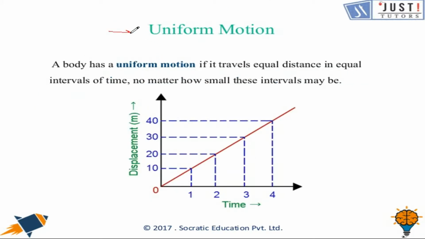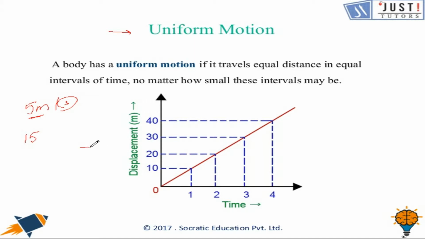Now, uniform motion. A body has a uniform motion if it travels equal distance in equal intervals of time, no matter how small these intervals may be. For example, if an object is moving 5 meters in every second, the speed will be 5 meters per second, and if I ask how much will it travel in 3 seconds, it will be 15 meters because it is moving 5 meters in every second.